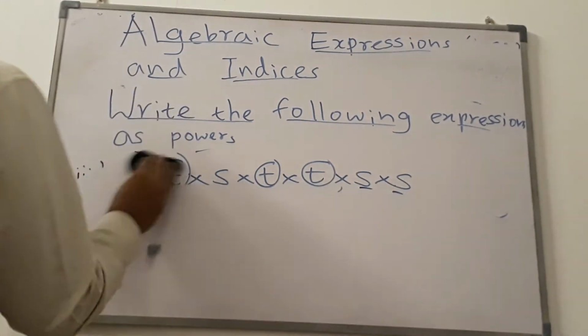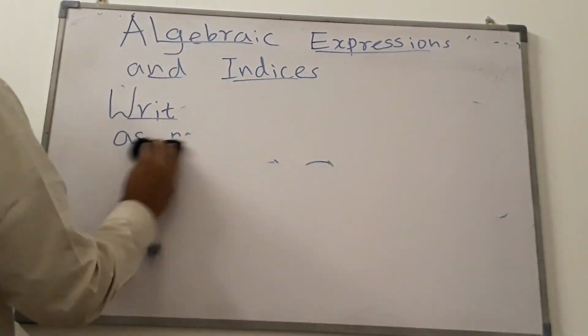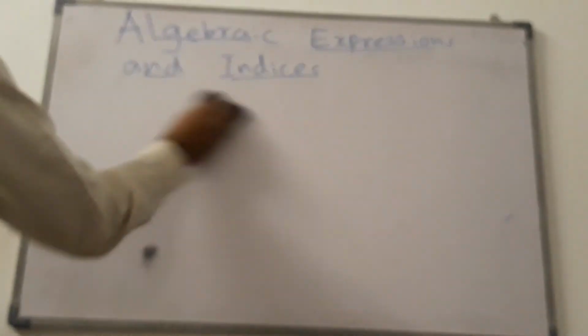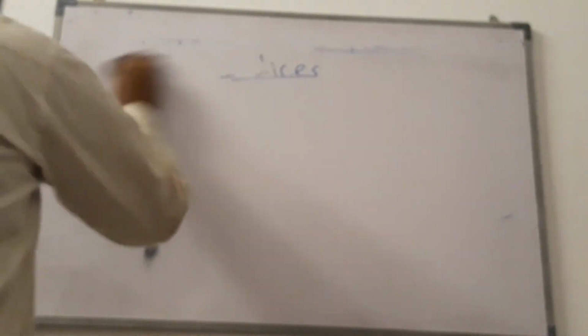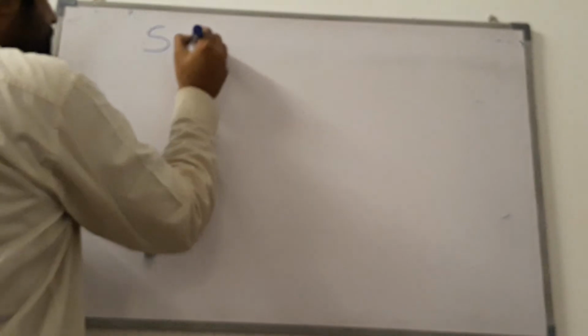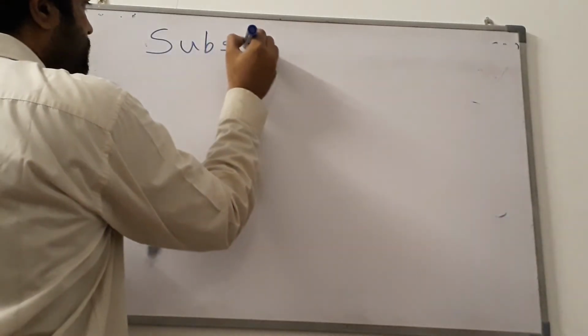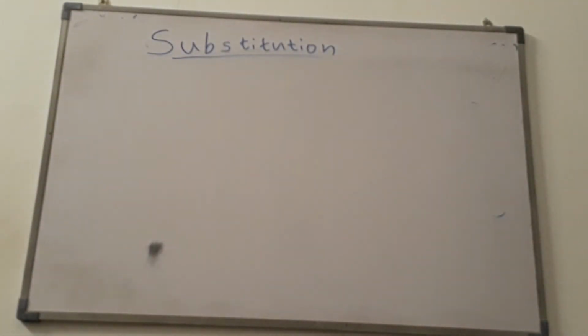Now we have a rough knowledge of making use of indices in algebraic expressions. Next is, how could we get values through substitution? Okay, substitution. Let me recall what substitution means.